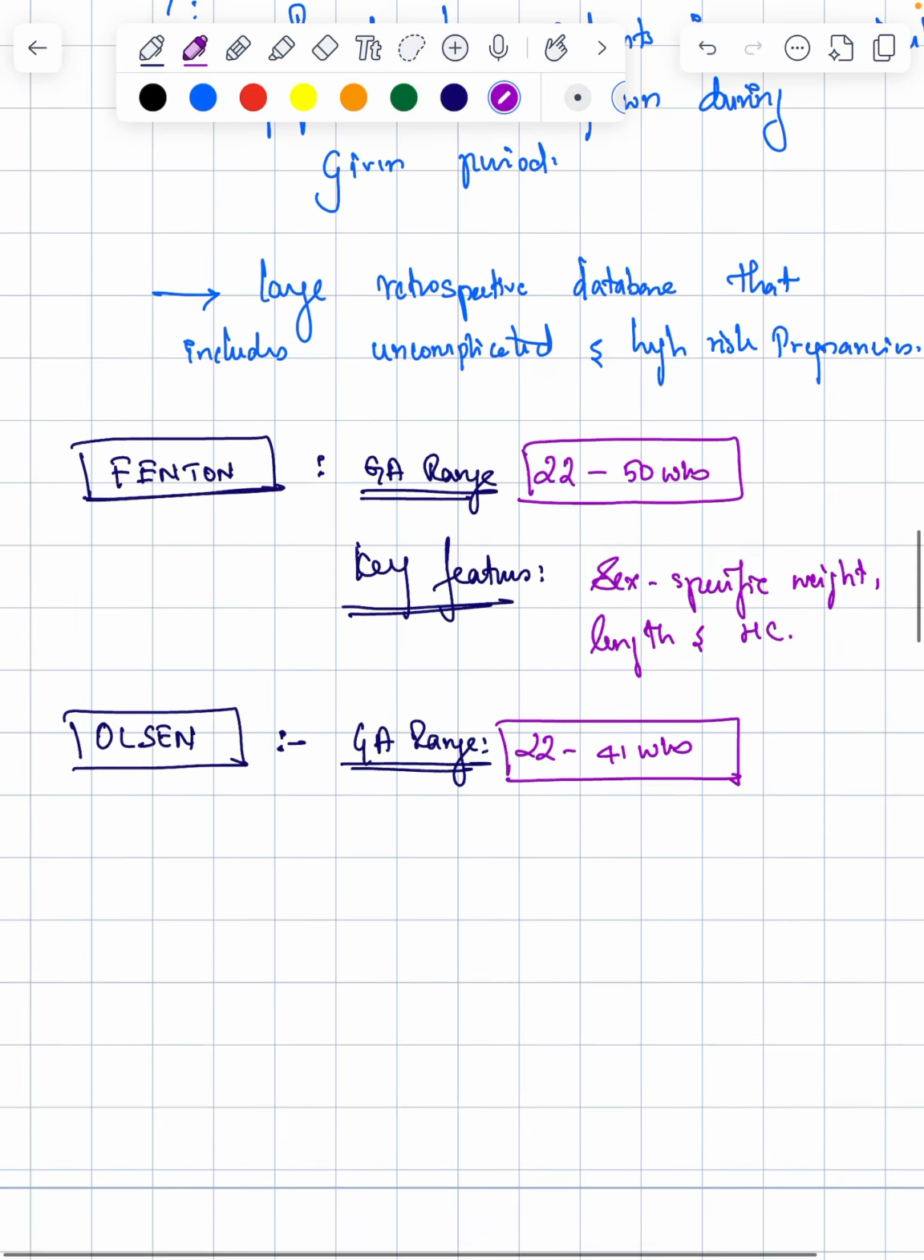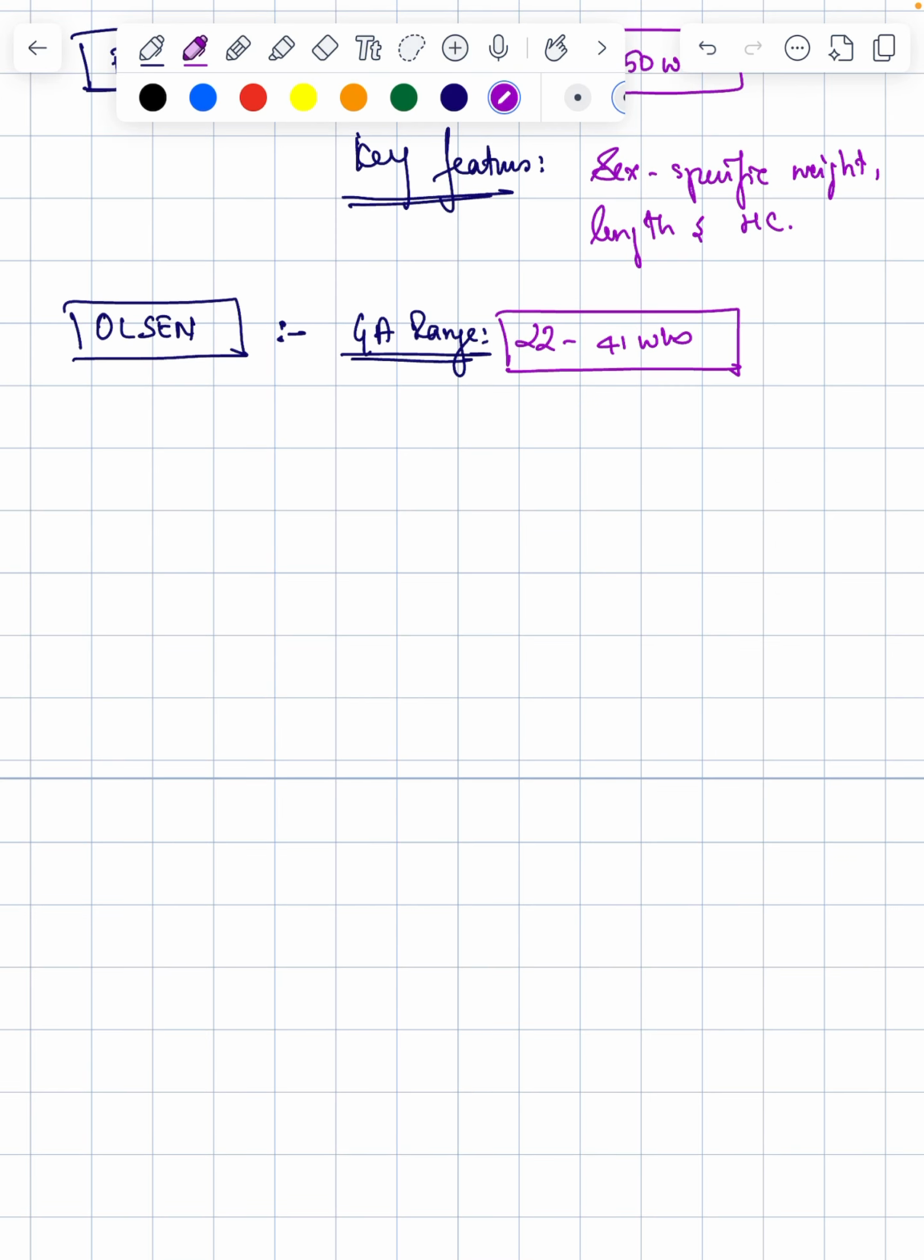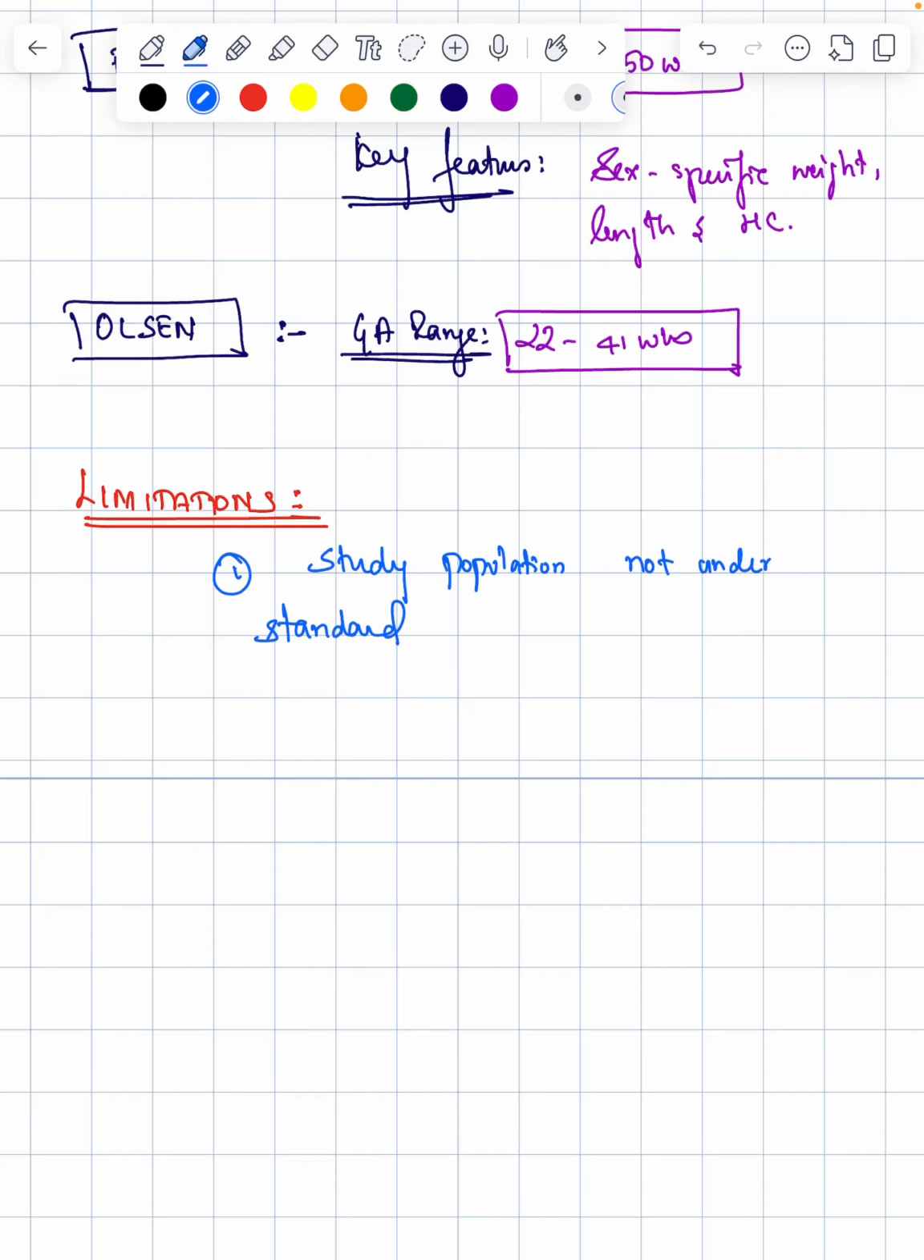Okay, next, what are the limitations of your reference chart? First point, the study population is not under standard conditions because it includes both your uncomplicated and high risk pregnancies. So the study population is not a standard one.